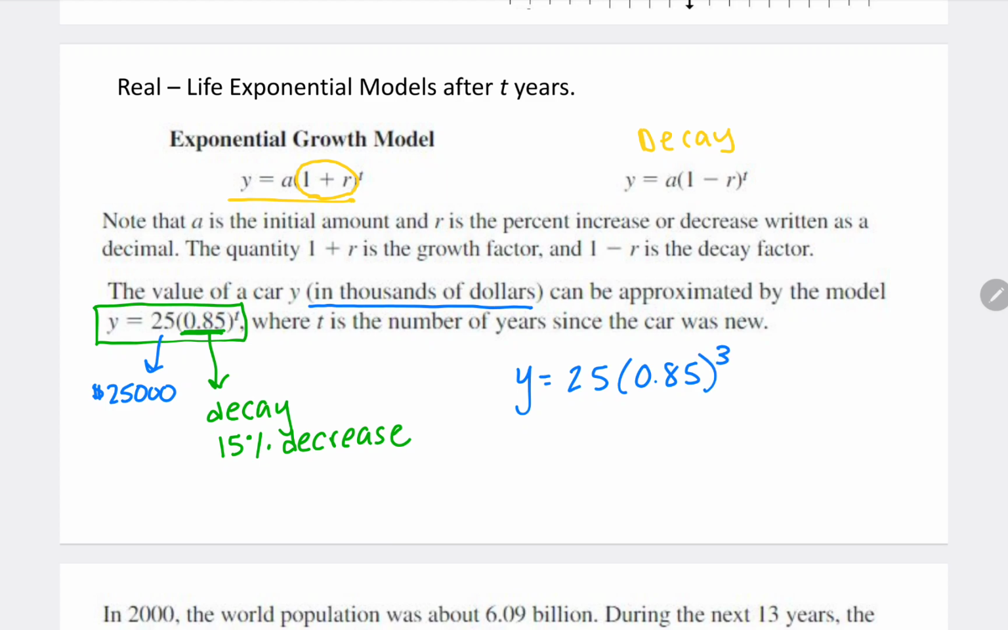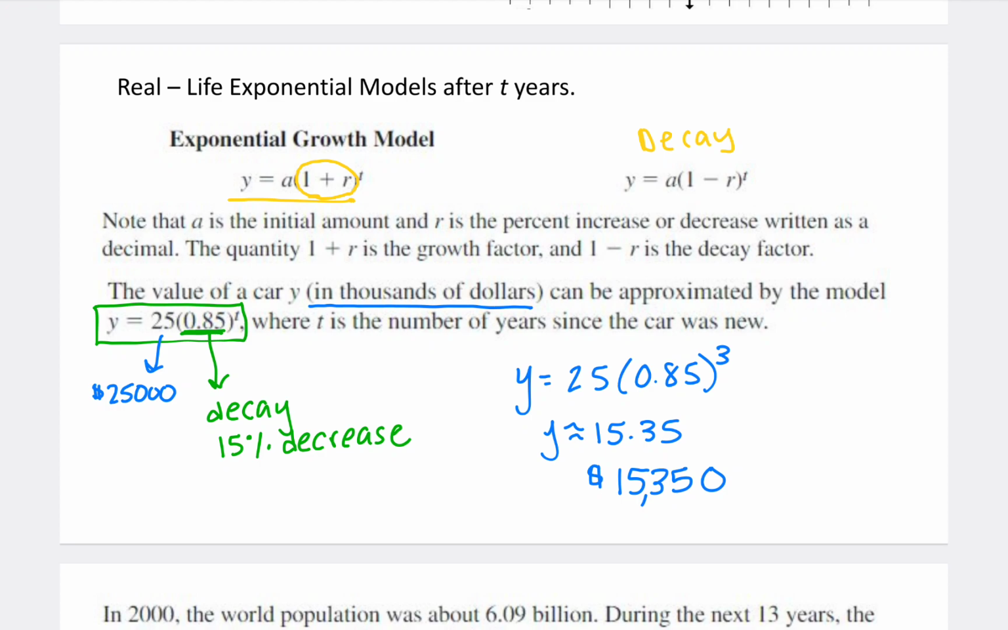And you would need to do the exponent first. So we're going to take 0.85 to the power of 3 first. And then we're going to multiply that by 25. And I'm getting about 15.35. And remember, this is in thousands of dollars. So we would multiply by 1,000 to get about $15,350 would be the value of the car after 3 years. So that's how you would apply that.